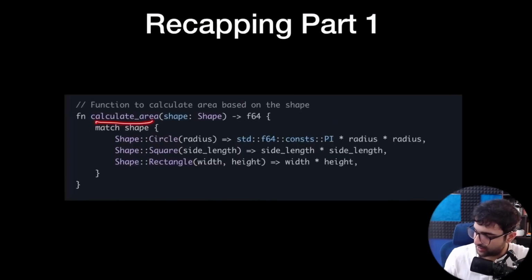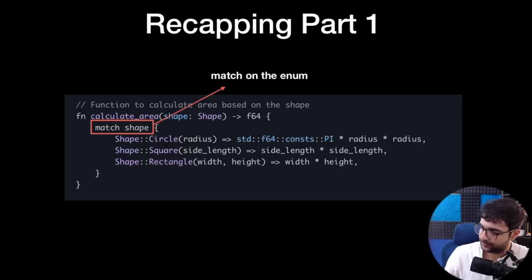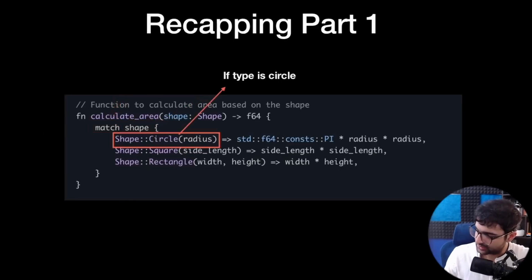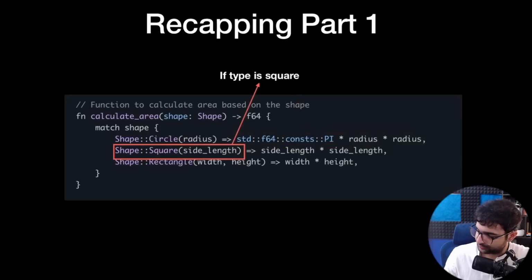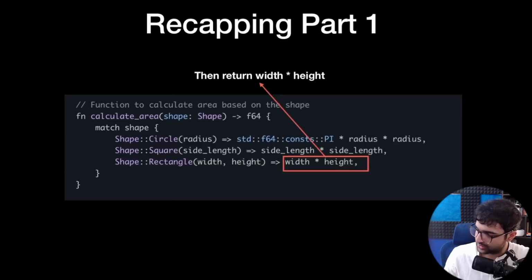The calculate area function will pattern match on the shape, and if it is a circle, the answer would be pi, which you can get from the Rust library, times radius. If it is a square, then it will be side length times side length. If it is a rectangle, then it will be width times height. The match statement used over here is to match across an enum, and these are the 3 branches based on what kind of enum it is. Cool. Hopefully that's straightforward.